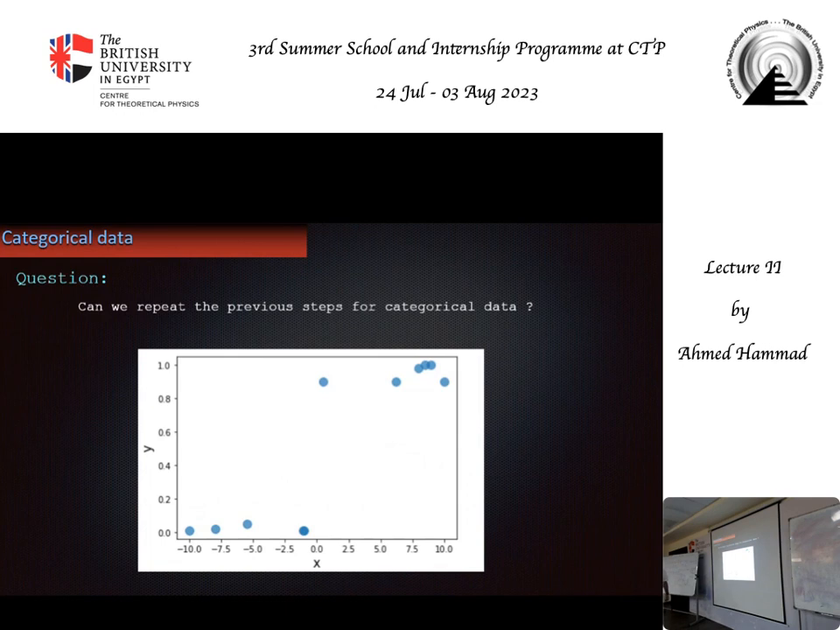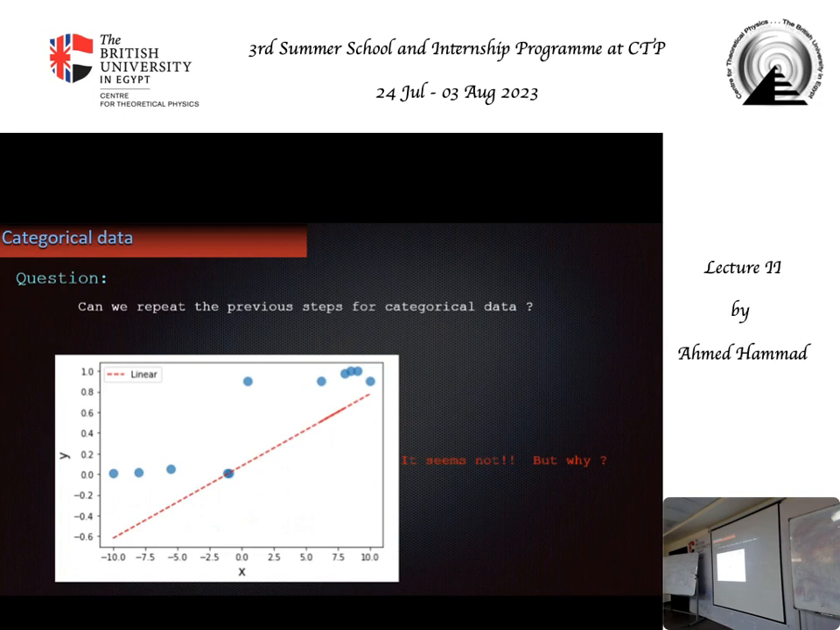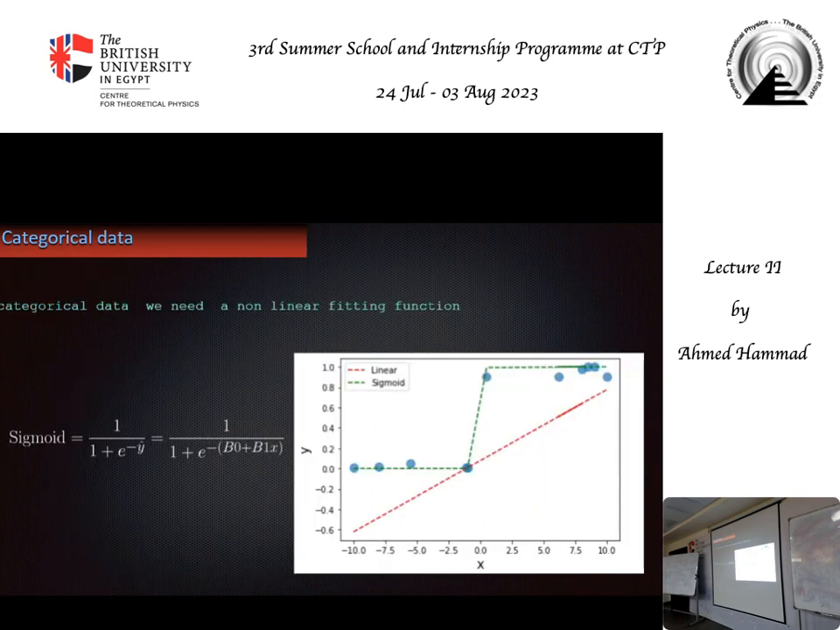Okay, so that was about regression with continuous data. What about categorical data? So we have data that has two categories, like one clustered around 1 and one clustered around 0. And now the question is, can we do exactly the same as we've done in the case of linear continuous data? No, we cannot. Because if you want to fit this line, this is how it looks. You will never, ever be able to fit this line. So we have to think differently.